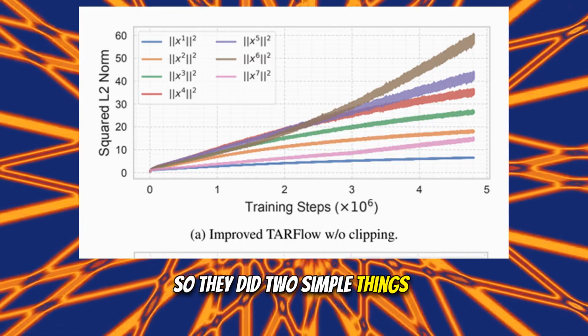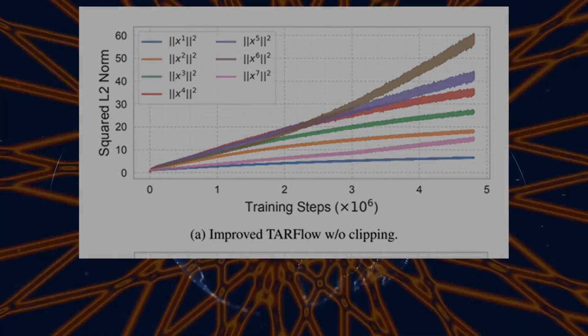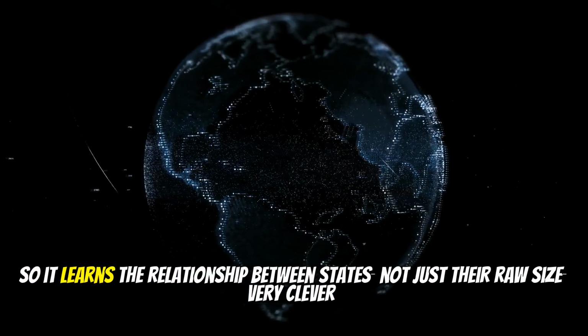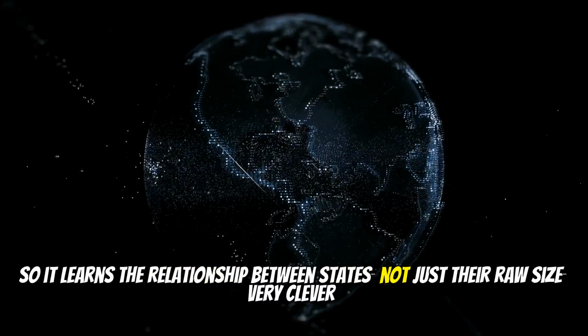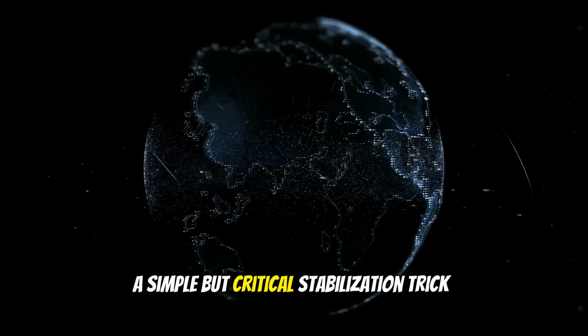So they did two simple things. They clipped the parameters in the forward model to stop the norms from exploding, and then they normalized the generator states before the alignment. So it learns the relationship between states, not just their raw size. Very clever. A simple but critical stabilization trick.